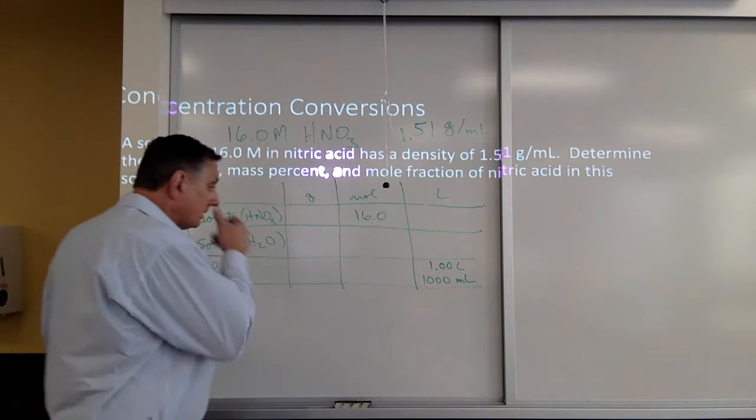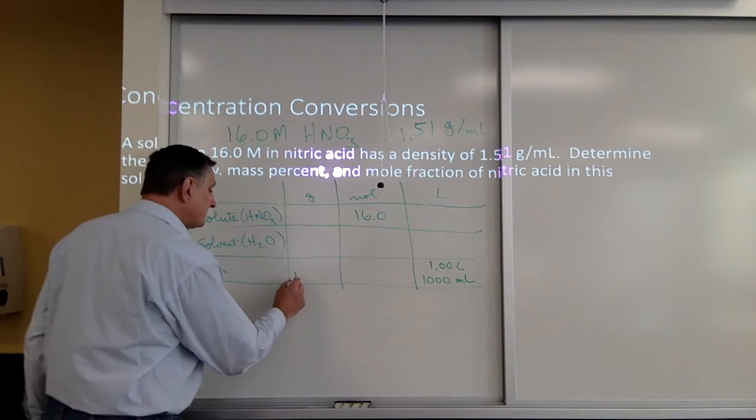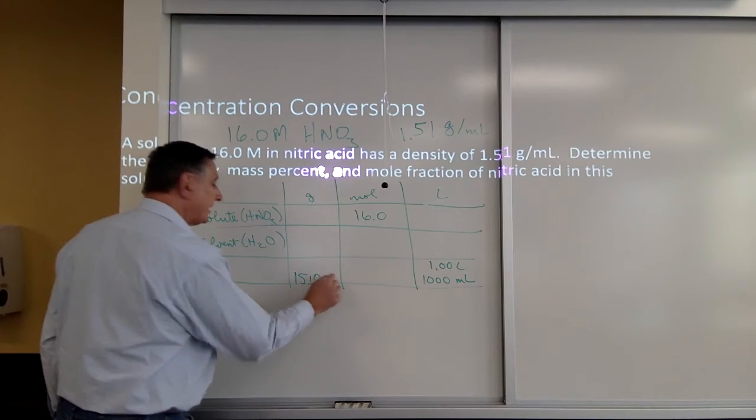So if we have 1,000 mL, that means the mass of my solution is 1,510 grams.